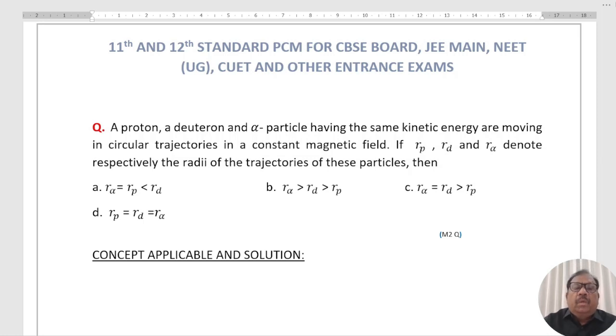Question is, a proton, a deuteron and an alpha particle having the same kinetic energy are moving in circular trajectories in a constant magnetic field. If Rp, Rd and R alpha denote respectively the radius of the trajectory of these particles, then we have to pick up one of the correct answers.